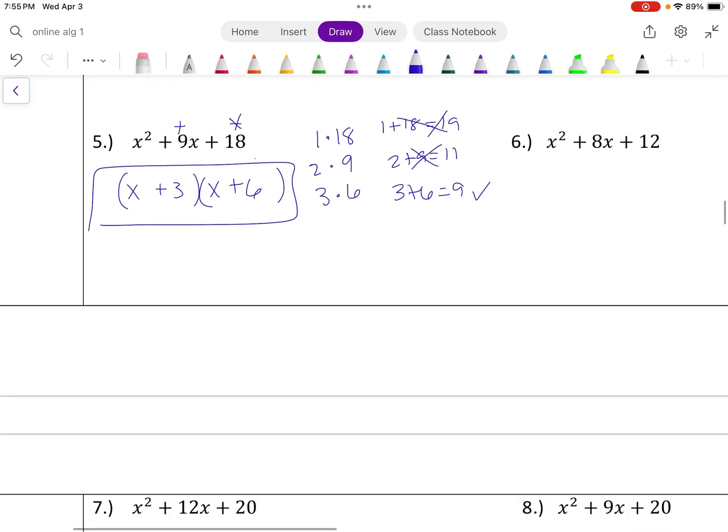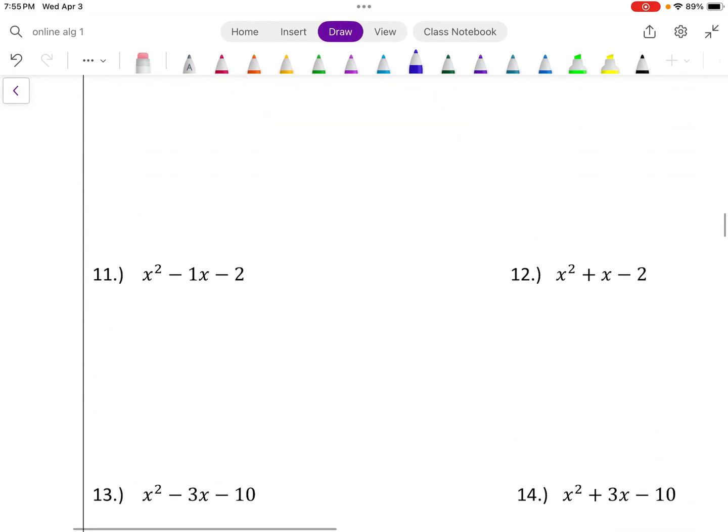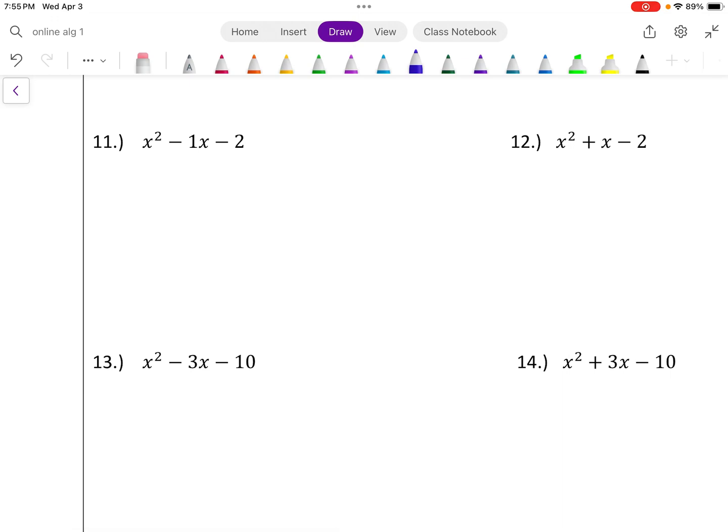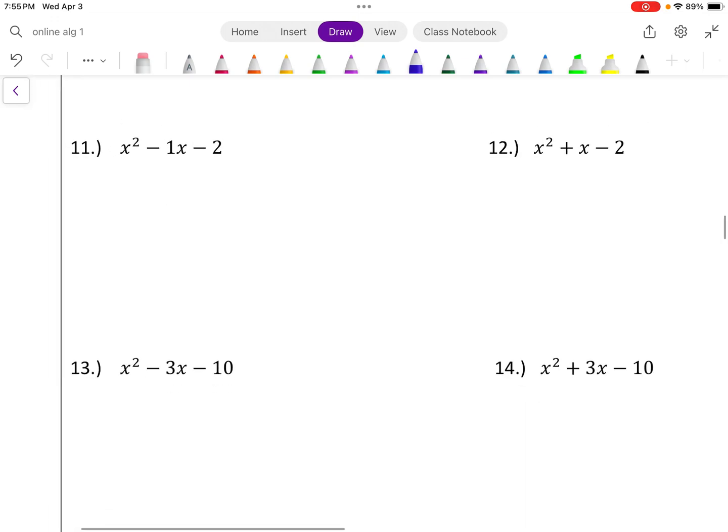All right, let's find some with negatives, all right? Here we have x squared minus 1x minus 2. How does a negative change our process? Well, x times x is still the only thing that could give us x squared. Now negative 2, I've got two options here. I could do a negative 1 times 2, but I could also do a positive 1 times negative 2. Both of those multiply to be negative 2. We want to pick the option that adds to be a negative 1.